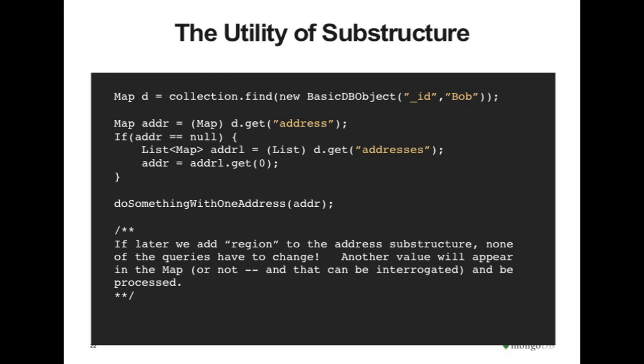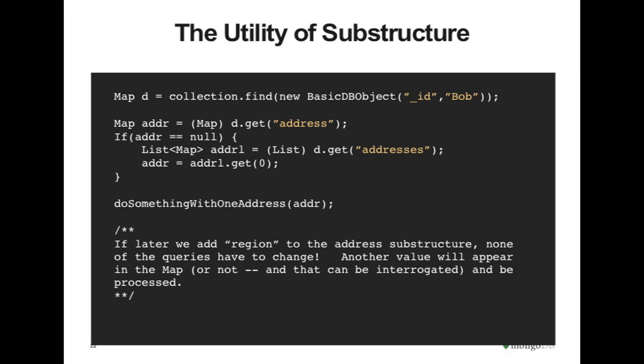Now, this is something that I think is very useful and interesting. I mentioned before about the power of substructure. Substructures really allow your schema to harmonize with the software around it. In this example, we're trying to pull out address. It's sort of a mix of some of the things I described before. If address is not there in the collection, it'll try to go get the list, and then it plucks out just the first one. It then calls a function called do something with one address.